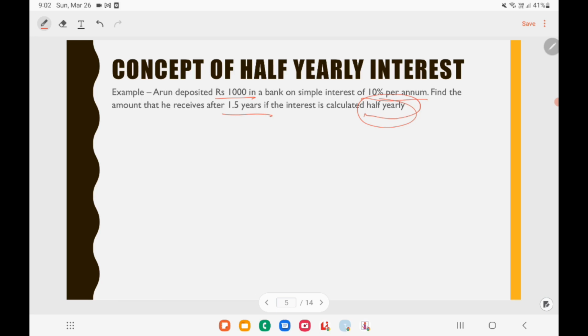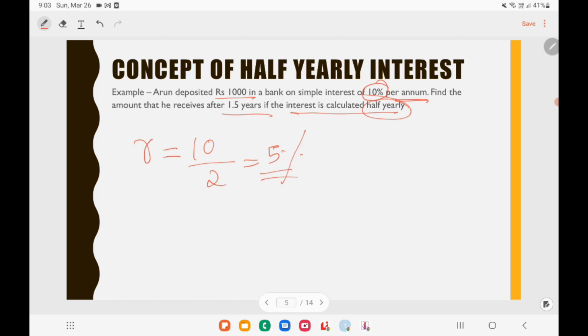Now here the given interest rate is per annum. 10% per annum means in 1 year your interest rate is 10%. But here the interest is calculated half yearly. So in this type of question, you need to take R differently. Here 10% is per annum and it is calculated half yearly. Half yearly means 2 times in 1 year. So you need to take R as 10 by 2, which is equal to 5, because you are calculating the interest every half year. So you need to take R as 5%.